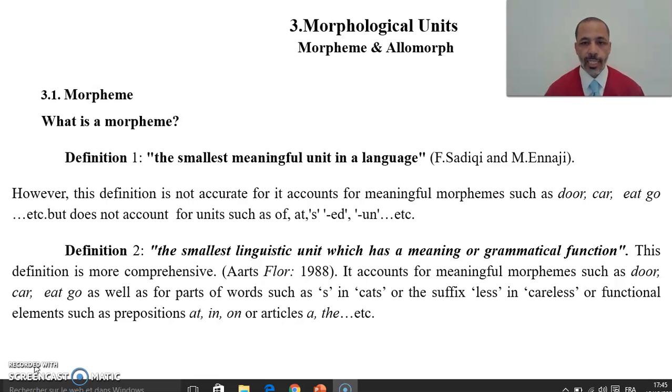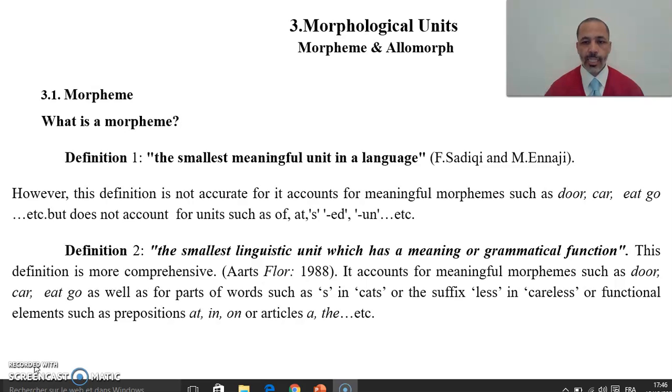So the technical terms which are used to express morphology or to speak about morphological units are either morpheme or allomorph. We are going to see later on that allomorphs are just variations in the realization of a morpheme. So let's start by defining the concept of morpheme, which is a basic concept in morphology.